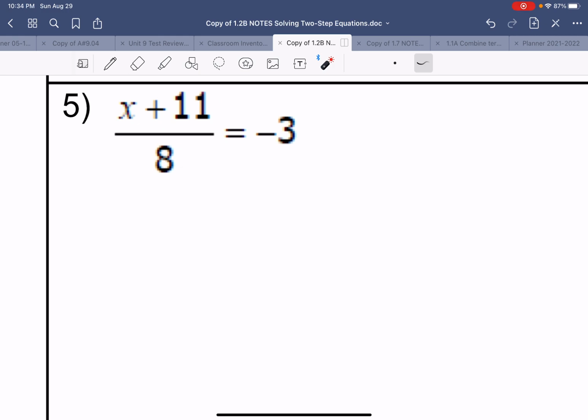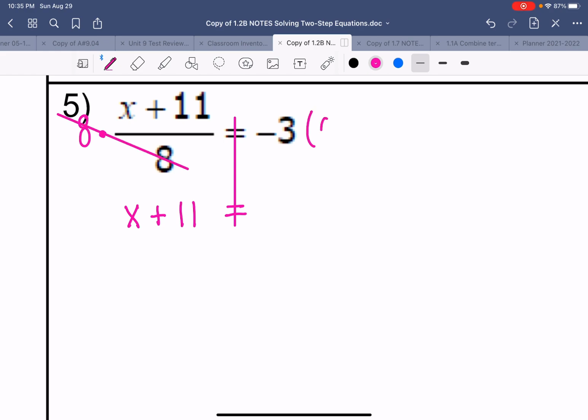In order to undo the bottom of a fraction, we are going to have to multiply by that denominator. The denominator is the bottom of the fraction. When we do that, it takes away that bottom part of the fraction and leaves me with x plus 11, which is one step closer to solving for x. What I do on one side, I must do to the other. So negative 3 times 8 gets me a negative 24. Watch your signs. Remember to watch your signs.